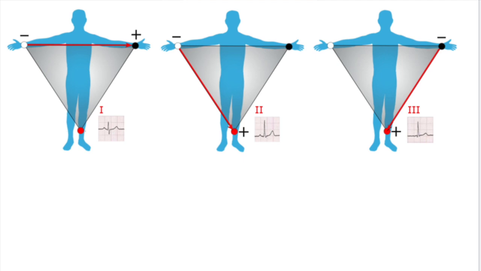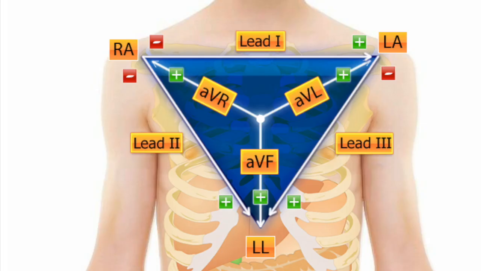Okay, so these are the first 3 different views of the heart. And it's important to note that the direction of flow is always negative to positive. So the right arm is always negative, and the left leg is always positive. So those are bipolar leads. Okay, they create 3 different views of the heart.